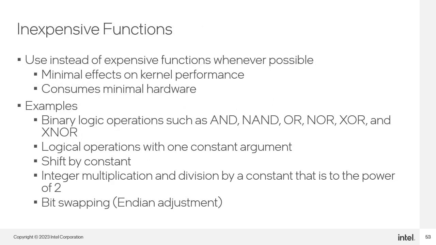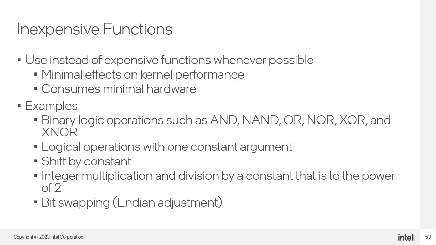They have minimal effect on kernel performance and consume minimal hardware. They are small and thus fast, and you can get the best out of your FPGA by using them. Examples are binary logical operations such as AND, NOR, NAND, XOR, or XNOR. FPGAs were originally built for logic operations, hence they perform very fast on logic operations without taking much hardware.